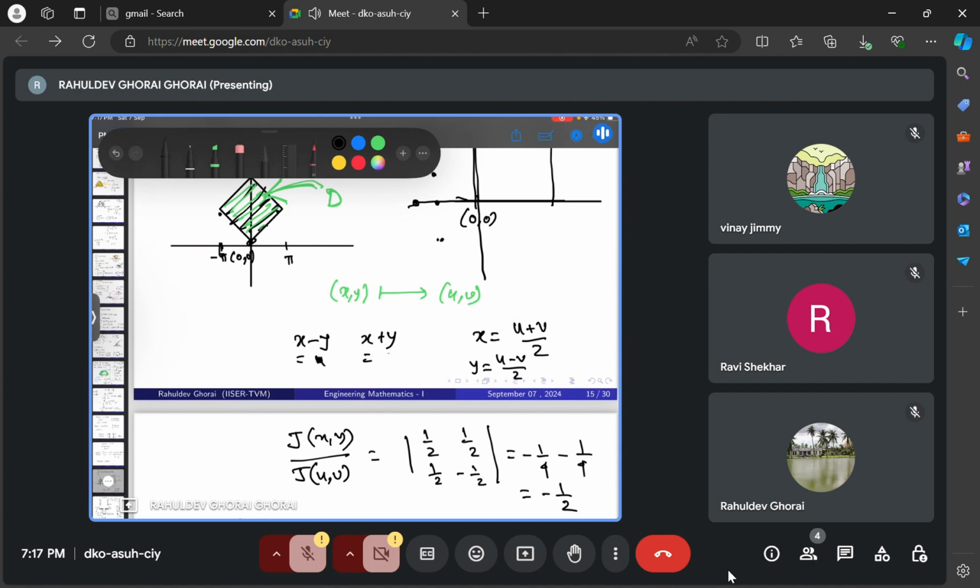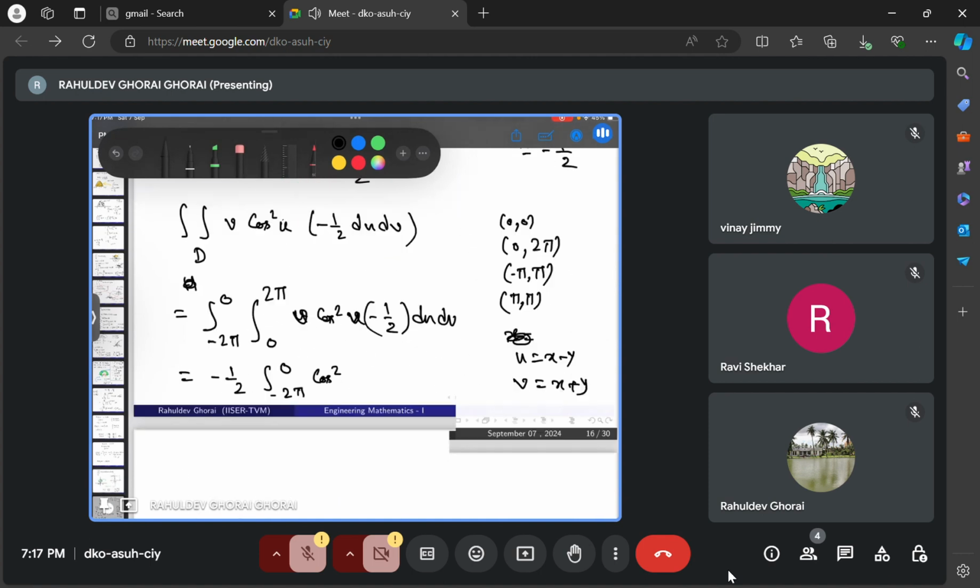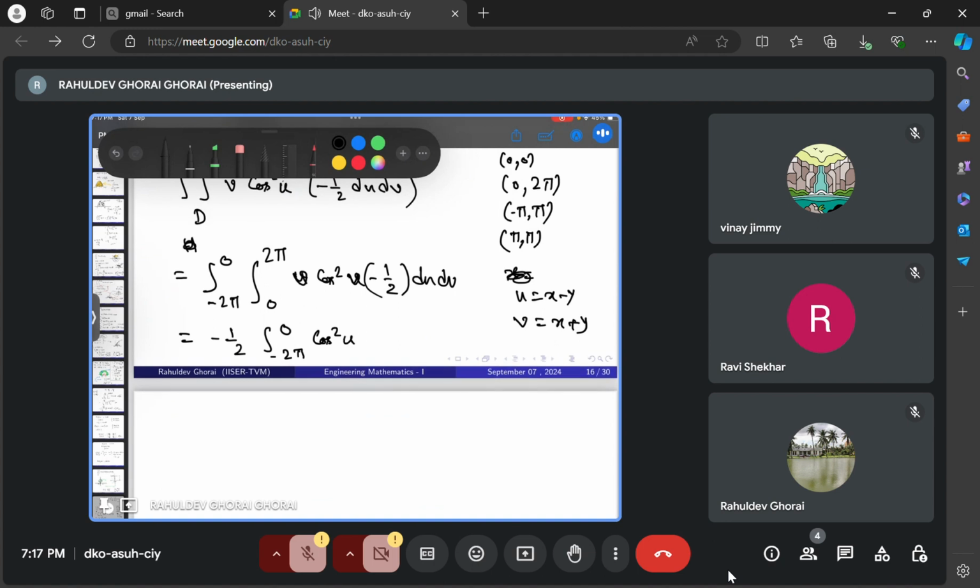X plus y is equal to u and x minus y is equal to v. Okay. So then everything will follow here, x square u, and you can take this v times du dv, and this is now an integration over constants.